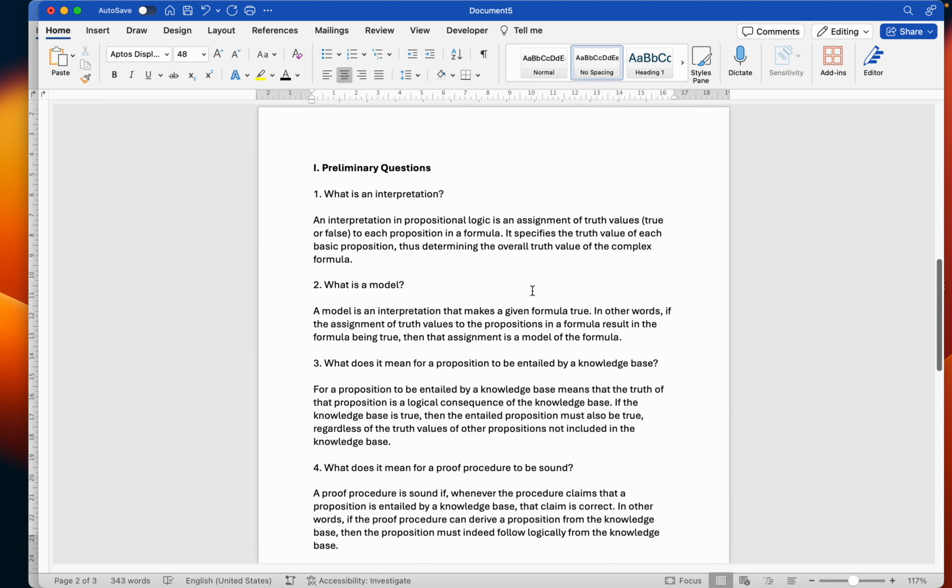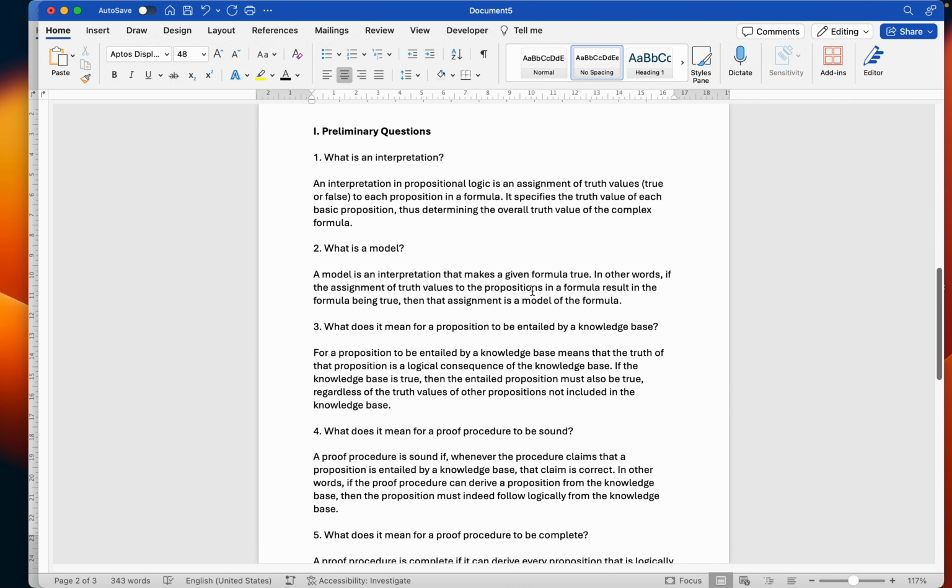Assignment number 6, and let's start with the preliminary questions. First is, what is interpretation? Interpretation is a logic formed on the basis of a knowledge base.